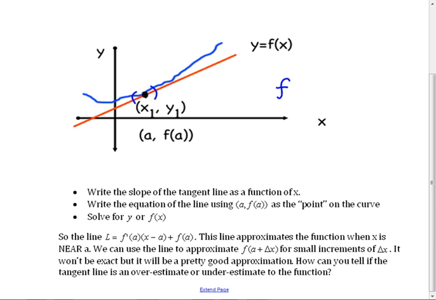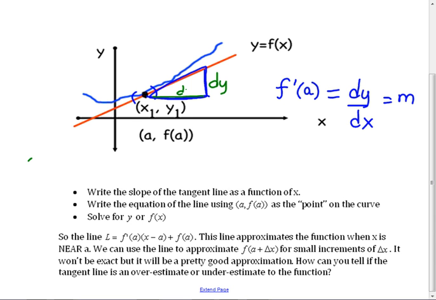It's going to be f prime of a. That's the slope of my tangent line. Okay? That's this, which I want as a function of x, as dy over dx. Is that okay? That's what slope is, right? So, guys, this is dy, and this segment is dx. It's the change in y over the change in x.